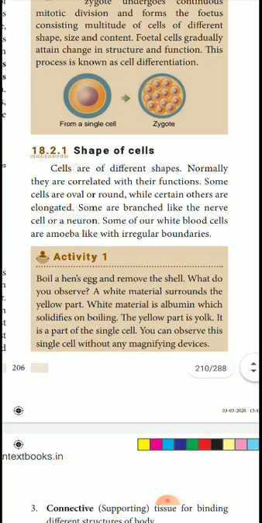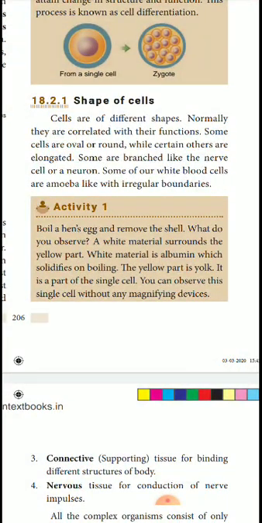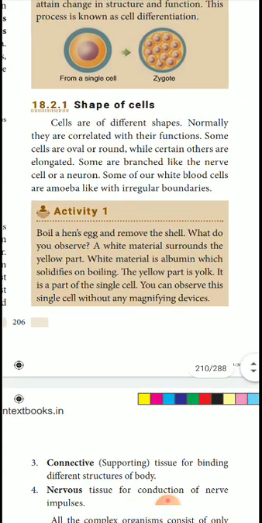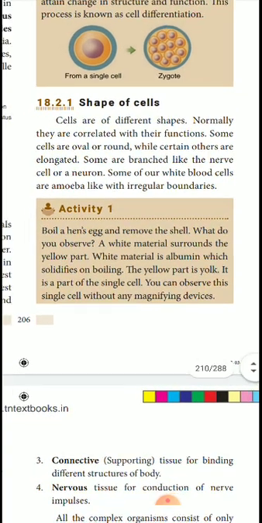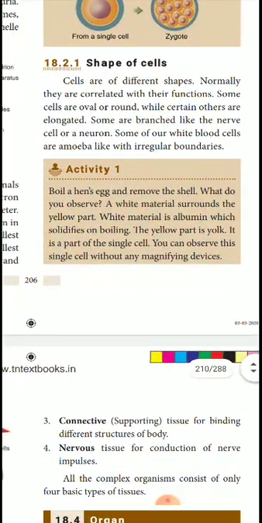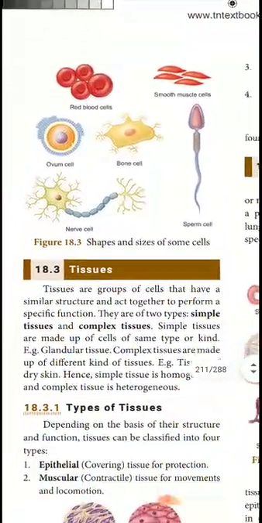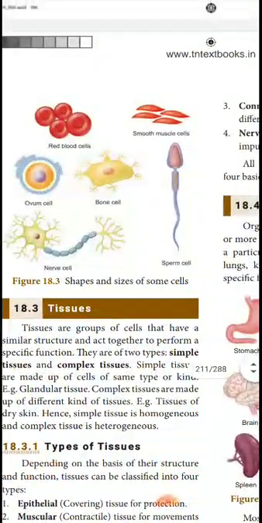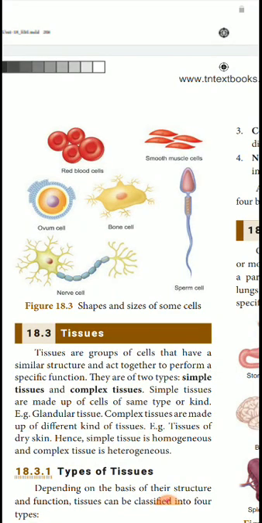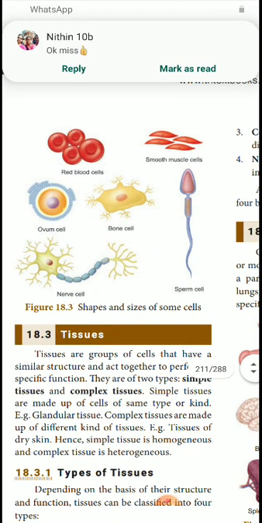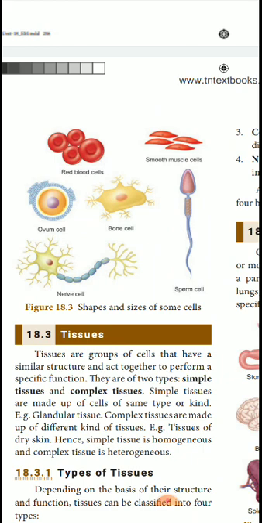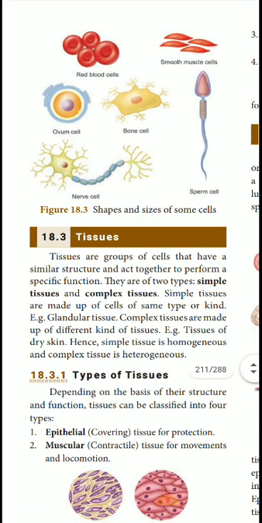Next, the shape of the cell. Cells have many shapes because of their functions. They may be oval or round. Nerve cells, or neurons, are elongated. White blood cells are amoeba-like with irregular boundaries. Amoebae and white cells do not have a perfect shape. Here are the shapes and sizes of some cells: red blood cells, smooth muscle cells, ovum, bone cells, sperm cells and nerve cells.